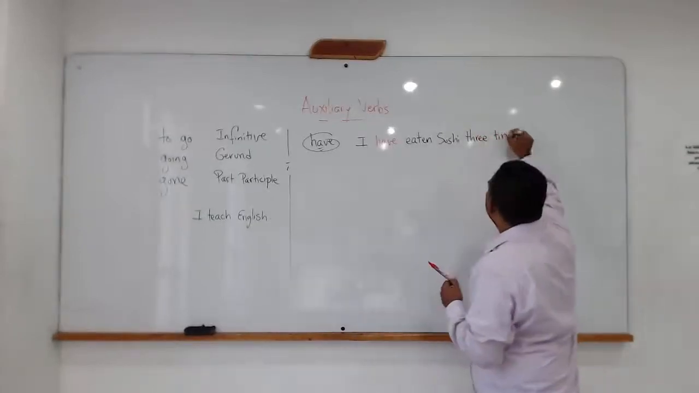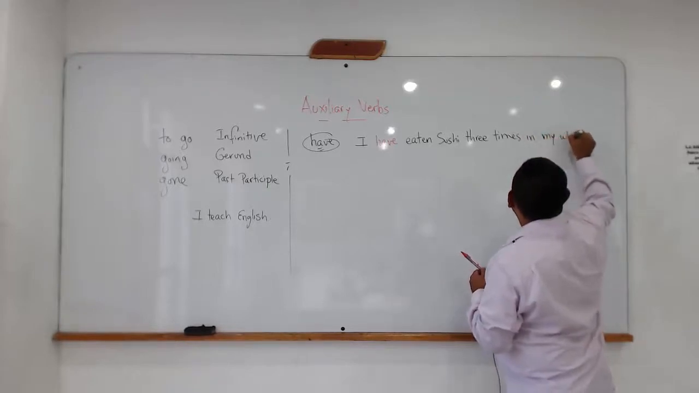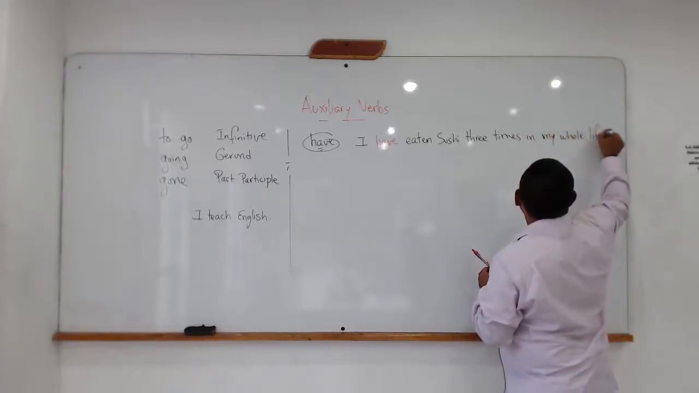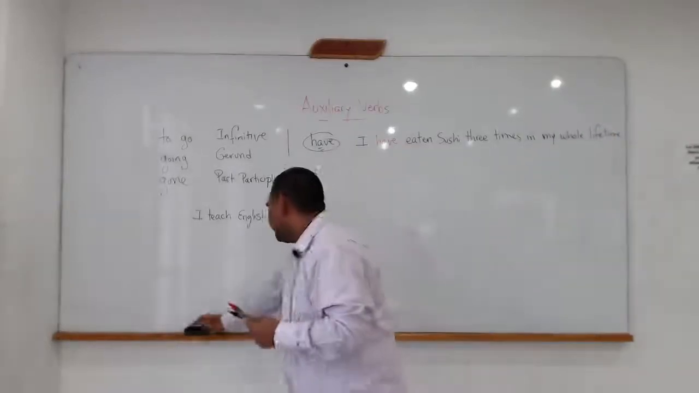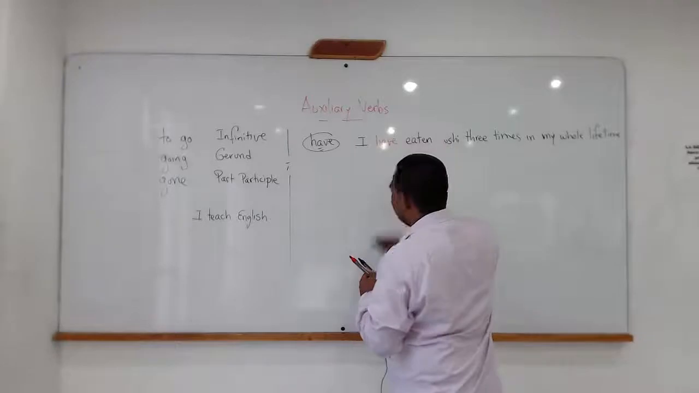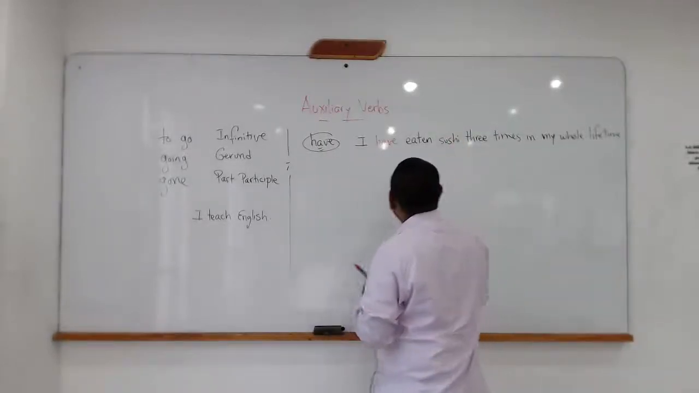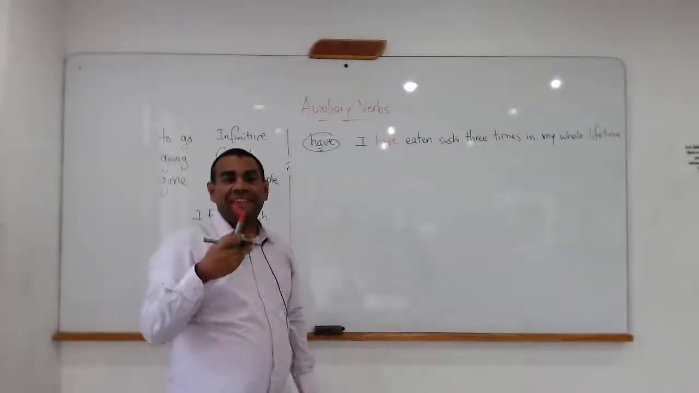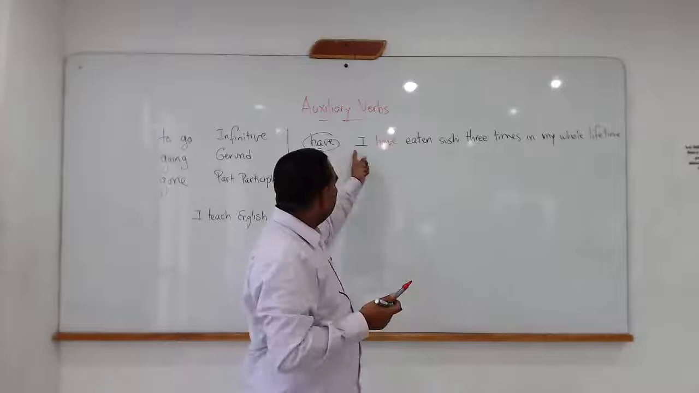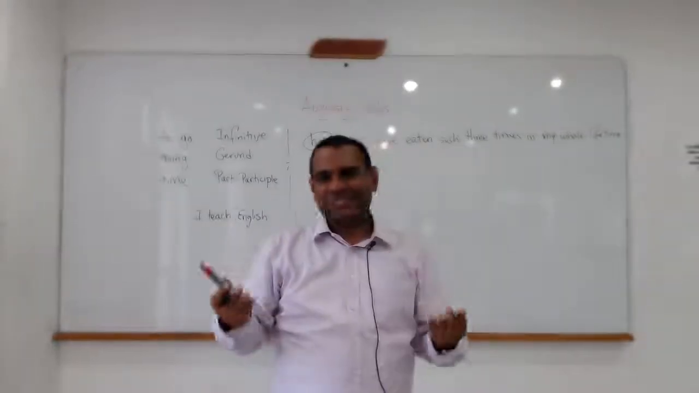3 times in my whole lifetime. Well, let me make a little adjustment over there so it doesn't have to be in capital letter. Okay? So, sushi 3 times in my life, in my whole lifetime. I have eaten sushi 3 times in my whole lifetime. I have. It doesn't have any meaning in the sentence.